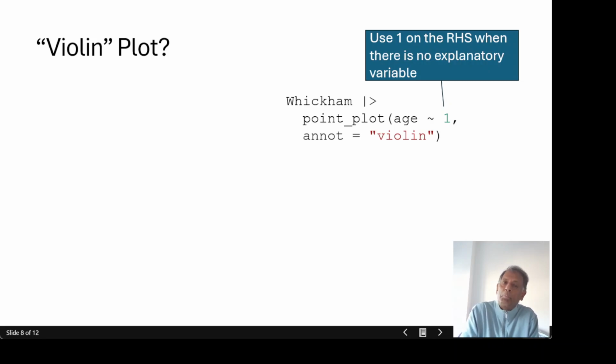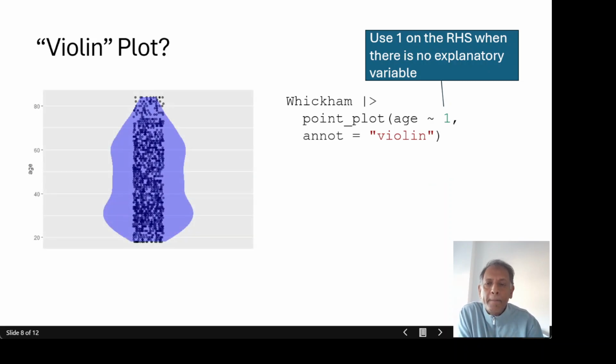Okay, so here is a plot where we are not interested in an x and a y. We only have a y. There is no x. Okay, when you don't have an x, you just put in a 1 to the right side of the tilde. When you're interested in plotting just a single variable, then you use a 1 on the right hand side to indicate that. So here we are saying show me the distribution of age and annotate it with a violin plot. Okay, so here you're seeing the distribution of age.